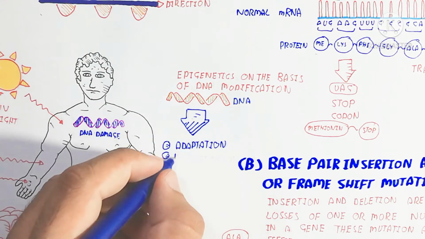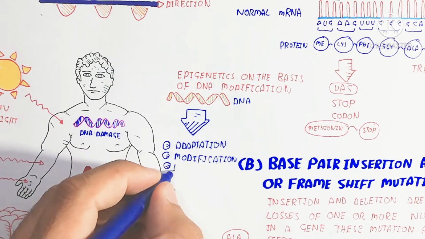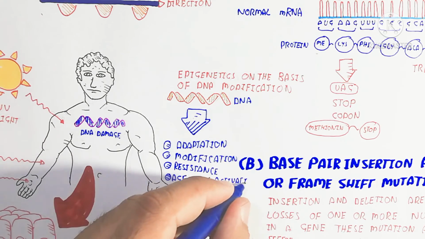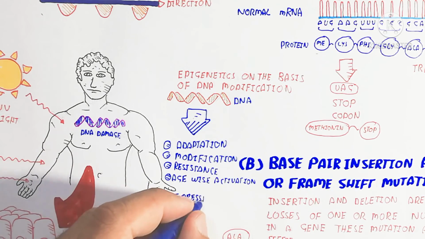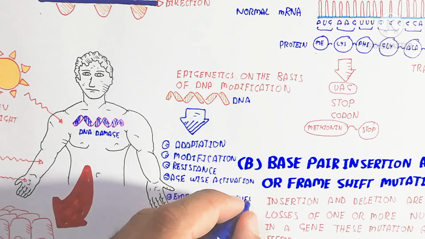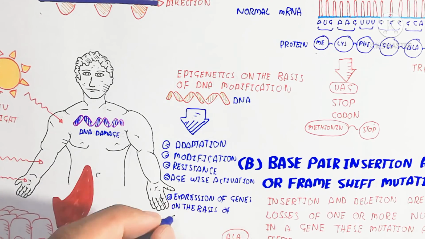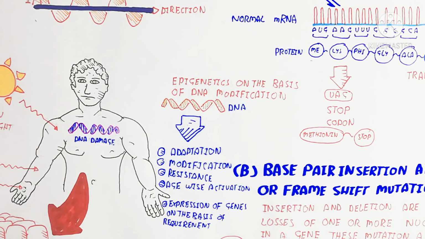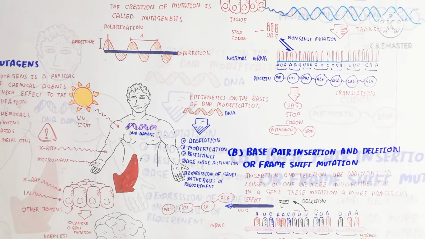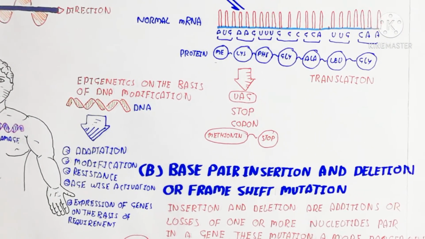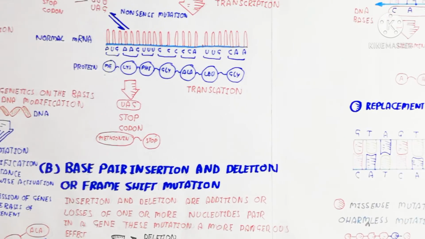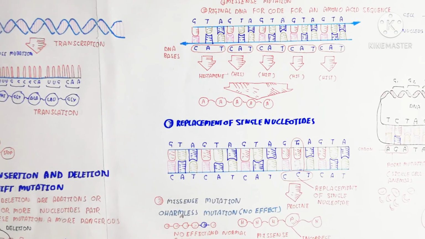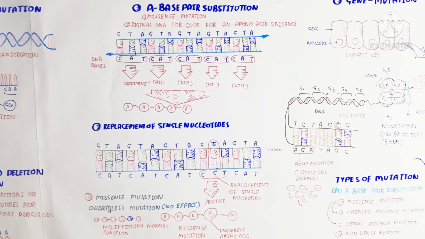growth of the plant. While on the other hand, epigenetics, on the basis of DNA modification, also occurs, which is the change of the nucleotide to be used as adaptation, modification, resistance, age-wise activation, and expression of genes on the basis of requirement. For example, environmental changes which affect and activate the gene are known as epigenetics. Epigenetics throughout our body is used for adaptation, while fertilization is genetics.